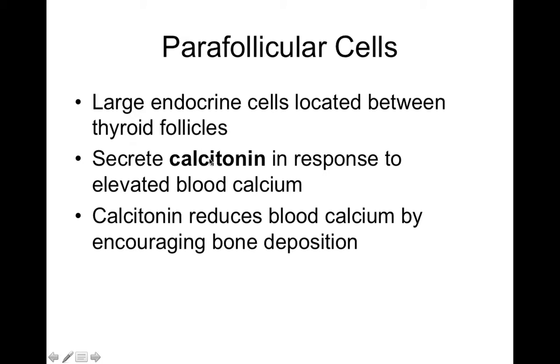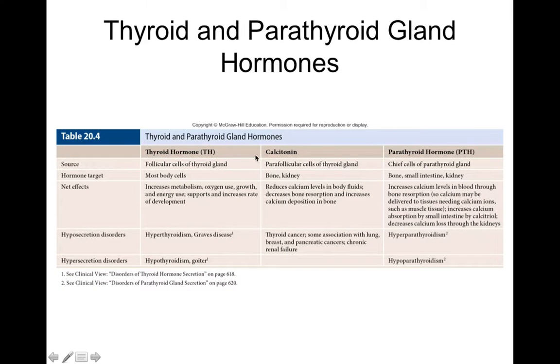So if somebody had a disease where they had too much calcitonin, they might end up with a disorder where they have low calcium levels like hypocalcemia and possibly malformed bones because there's so much calcium being deposited in their bones. So what this slide just summarizes are some of the different hormones released by the thyroid gland.